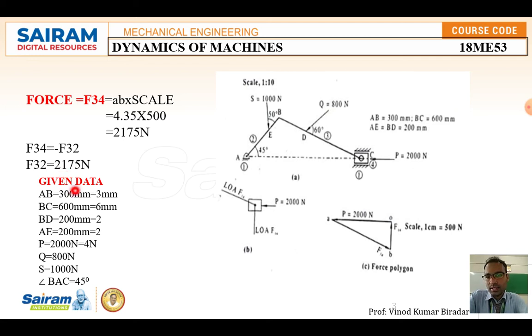Okay, but here 300 mm is given, so we have to convert to some suitable scale. So 1 centimeter is equal to 100 Newton. If you assume that, then AB is 300 divided by 100, you are going to get 3; 600 divided by 100 you are going to get 6; and 200 divided by 100 is 2.